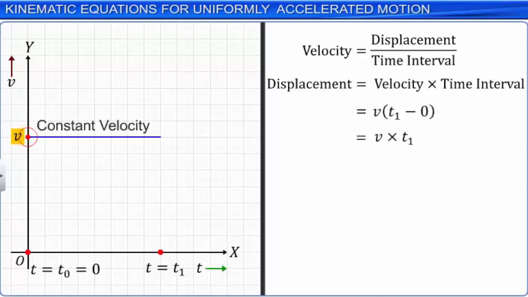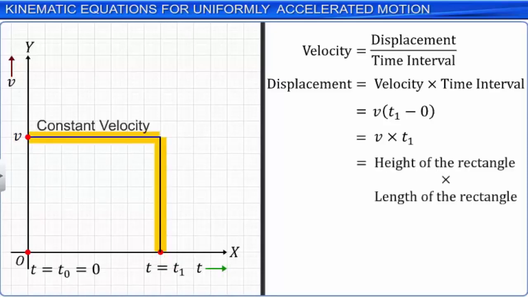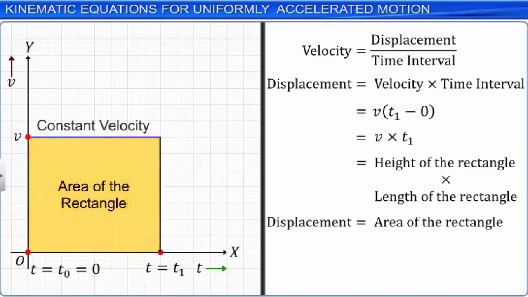This is nothing but the product of the height and the length of the rectangle formed when a line is dropped perpendicular to the x-axis. That is, the area of the rectangle. The area under the line up to the x-axis indicates the displacement of the body.